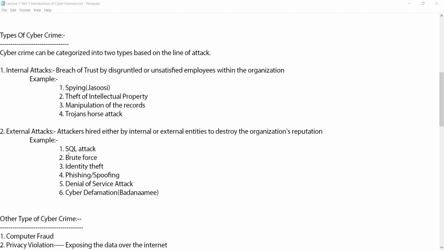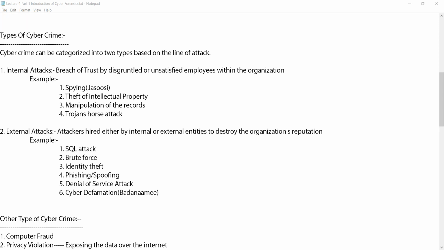In that scenario, the employee will perform different types of activities in that organization, on the basis of spying, meaning jasusi, intellectual property theft, and manipulation of records, which is called alteration of records. They can also perform a Trojan horse attack to access the data and the whole network, and then get some data from there. So these are all the types of internal cyber crime attacks, right?